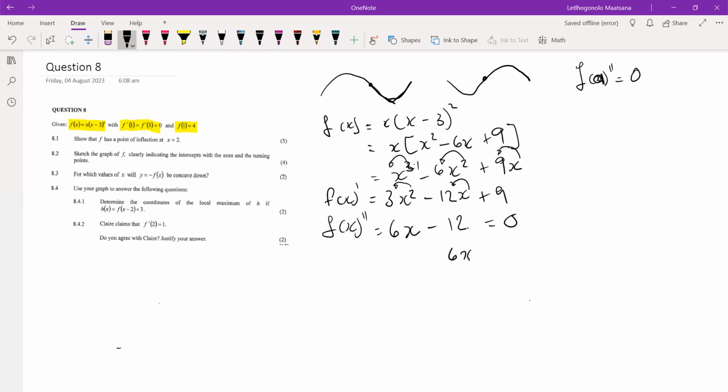Then we get 6x is equal to 12. Divide both sides by 6. We get that x is equal to 2. Now let's prove that this is correct.